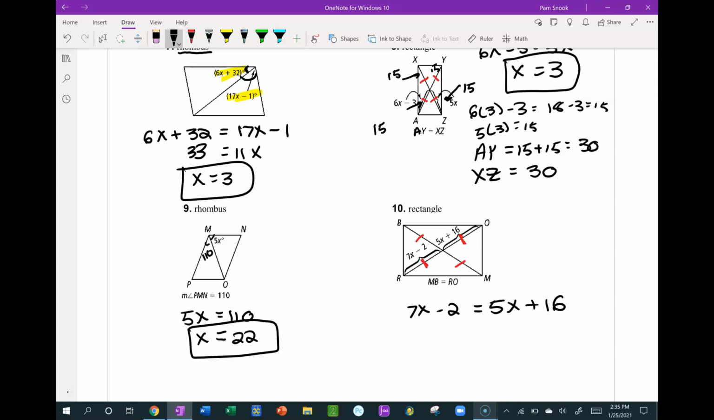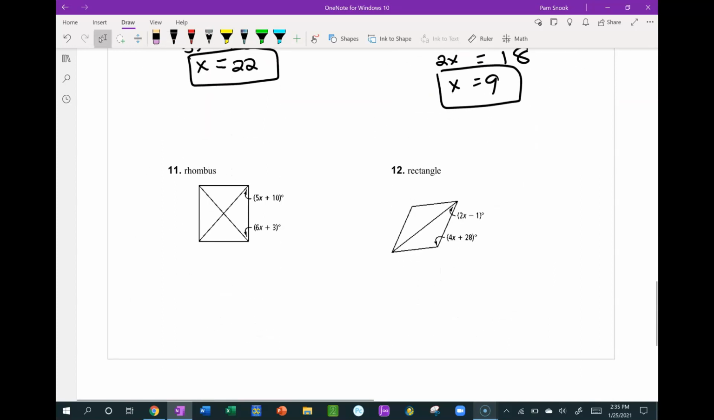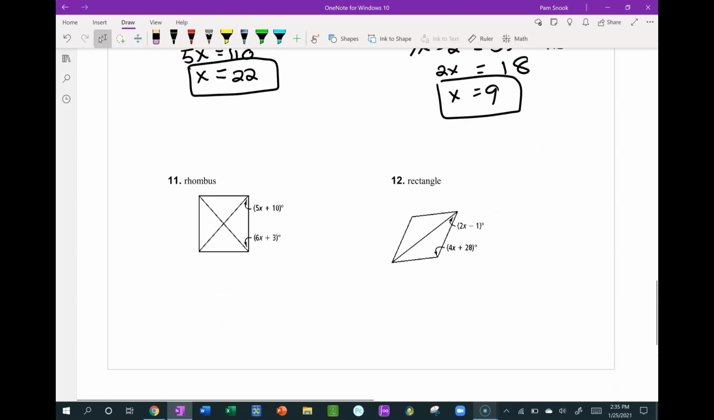All right, let us solve because we finished our geometry. I'm going to subtract 5x from both sides. I get 2x. Add 2 to both sides. I get 18. X equals 9. So when x is 9, our figure here is a rectangle. All right, we got 2 more to do, I think.